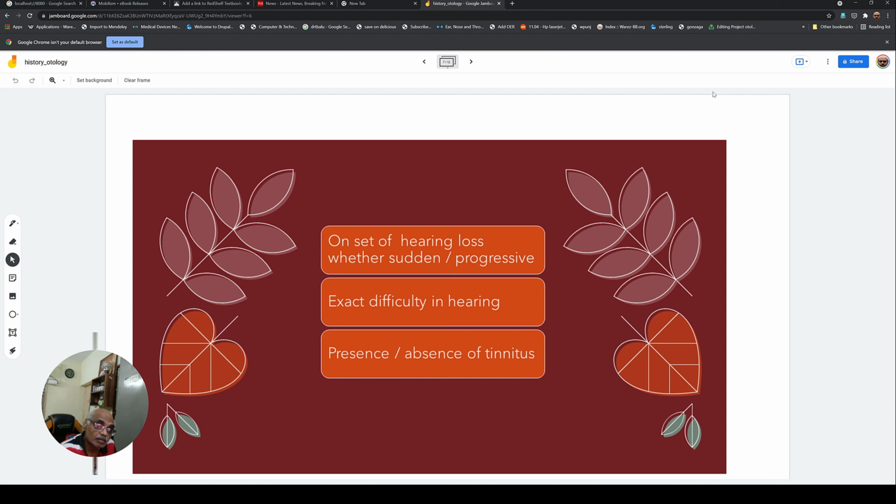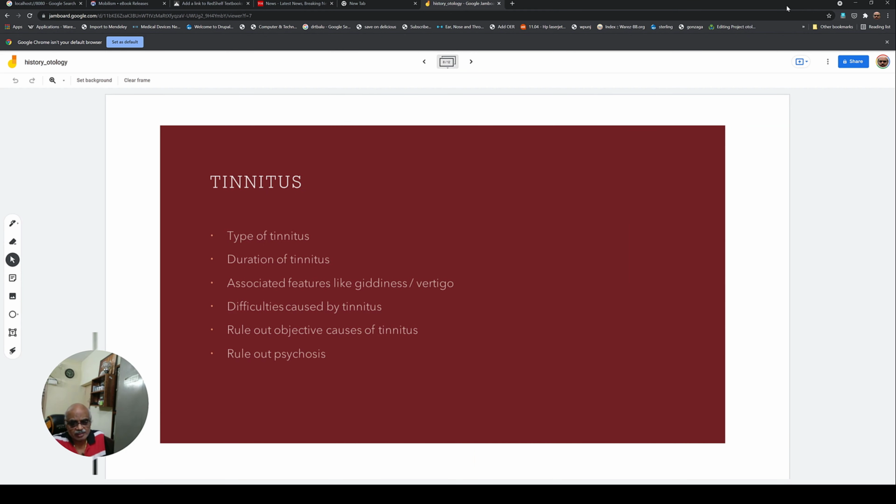So this type of tinnitus invariably occurs after the ear block, and this is classically seen in patients with impacted cerumen or ear wax impaction. So by taking an accurate history, invariably we can come to a reasonably accurate diagnosis.